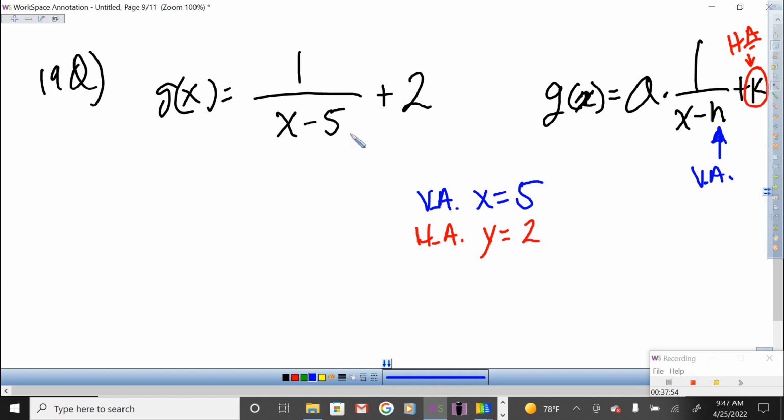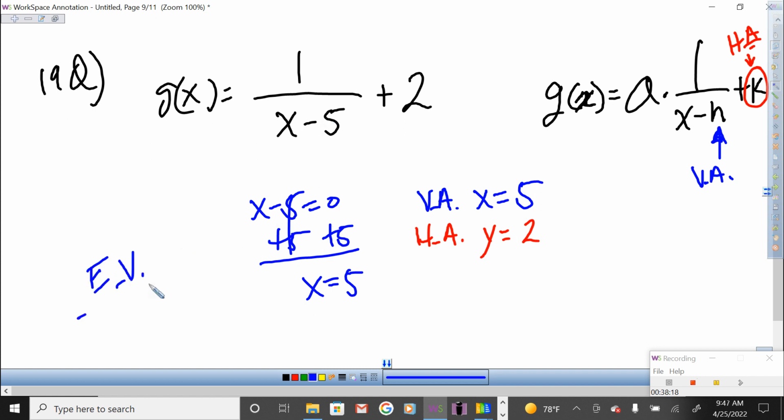Now, if you don't see it, the only thing that we should do for this one is do this. x minus 5 equals 0, plus 5, plus 5. What is my VA? x equals 5. What is this also called when we take the denominator and set it equal to 0? This is called the excluded value. That means that value we will not use in the solution.